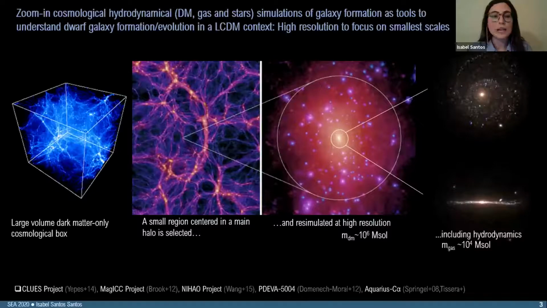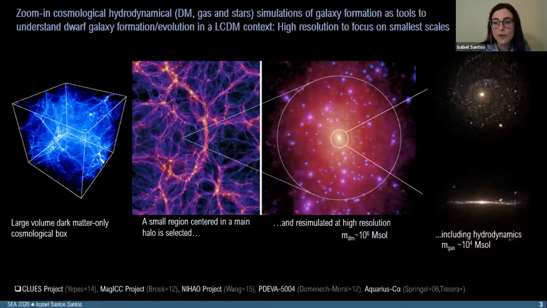My main tool has been the use of zoom-in cosmological hydrosimulations of galaxy formation. These are zoomed-in regions of large dark matter-only volumes that are resimulated at high resolution, including the physics of gas and star formation. In this way, central disk galaxies, like the one you can see, are simulated with dwarf galaxies around them. In particular, during my thesis, I made use of simulations from the projects listed here below.